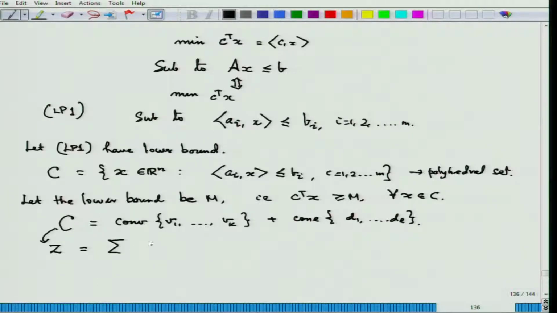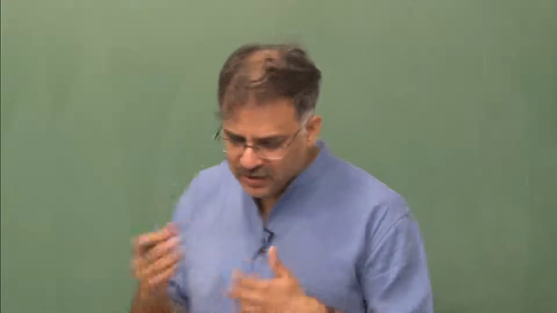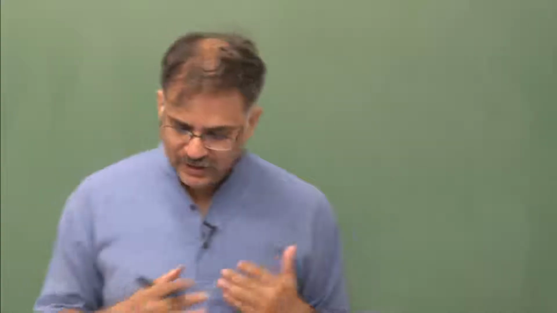this can be written as the sum of lambda_i V_i, i equal to 1 to k, plus the sum of mu_j d_j, j equal to 1 to L, where the summation of lambda_i is 1 and lambda_i lies between 0 and 1, that is a convex combination, and the mu_j's are greater than or equal to 0 for all j equal to 1 to L. So, that is exactly what you want. Any Z can be represented like this.